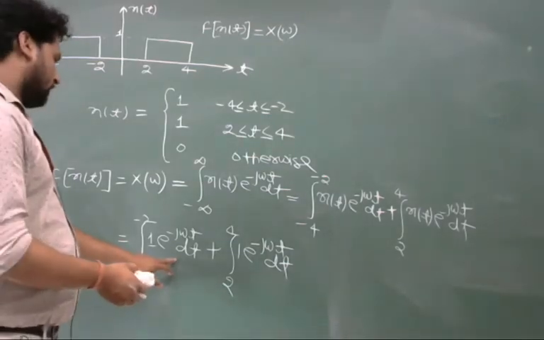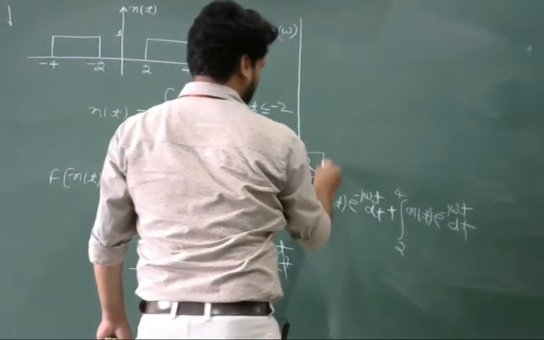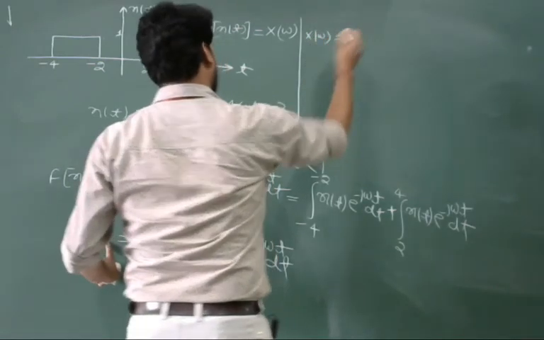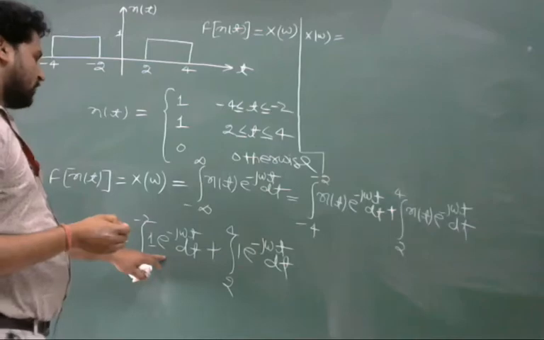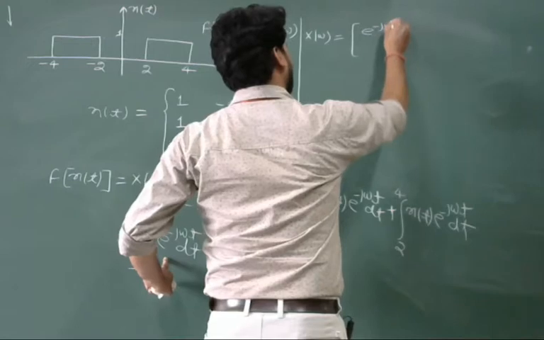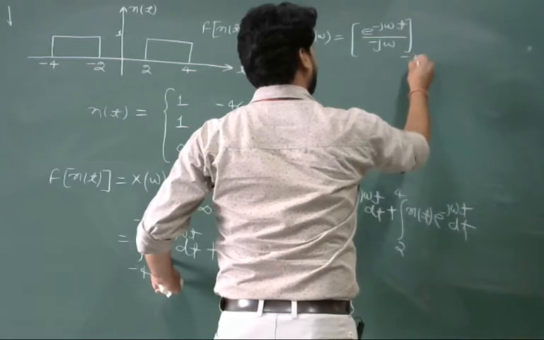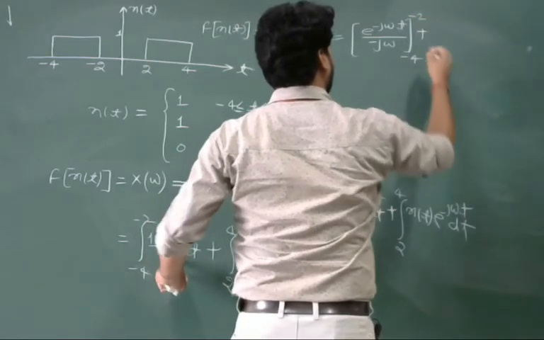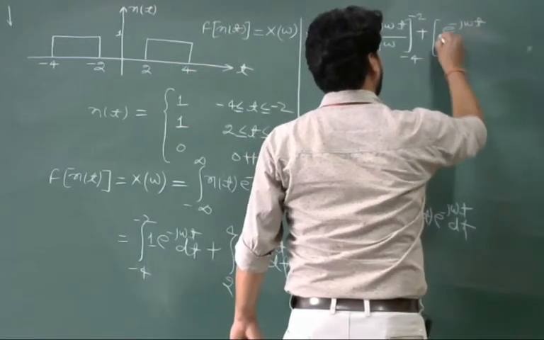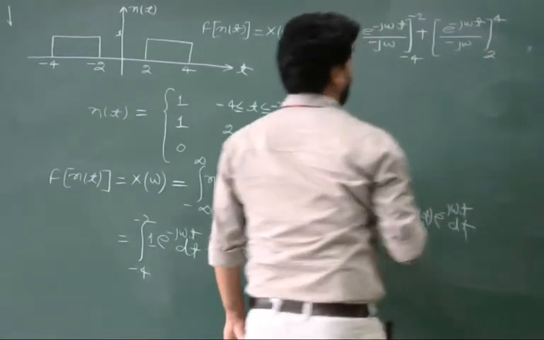Now when I calculate the value of these integrations, capital X of omega will be equal to the integration of e power minus j omega t, which will become e power minus j omega t divided by minus j omega, limit from -4 to -2, plus e power minus j omega t upon minus j omega, limit from 2 to 4.